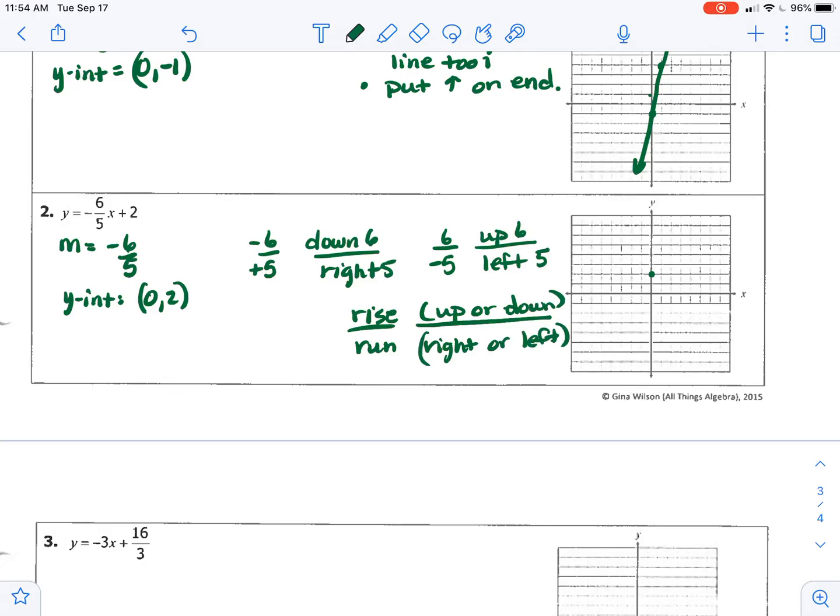Okay, so in this case, I'm doing -6/5, so I'm going to go down 6, 1, 2, 3, 4, 5, and then right 5, 1, 2, 3, 4, 5, okay, and there is my line. Now, one other thing to add to it is this is a negative slope, so we know that our graph should be going down left to right. So double check it and make sure. I don't know how many kids will be graphing a negative slope, but their line is positive. It's going up, and that's not possible.